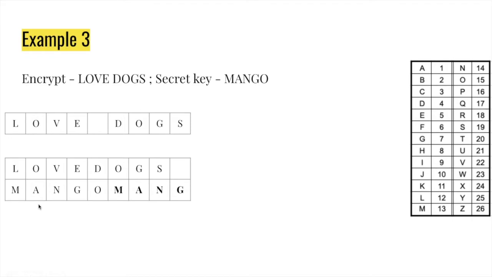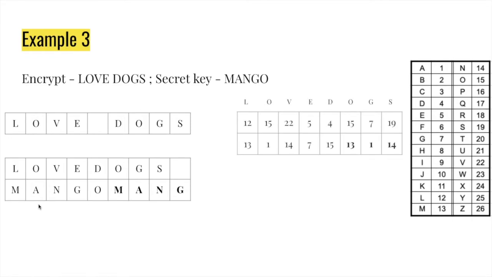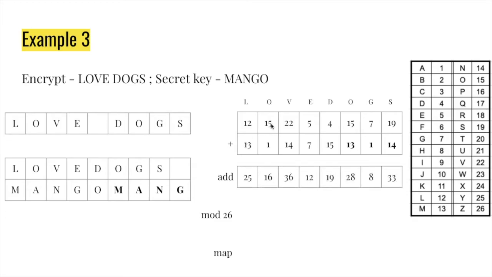Now let's do the calculation. Remember that for encryption, we first need to add the values and then take a modulus 26. So here I have brought the numerical equivalent values of all these letters here, and then let's do our calculations. First we do additions. So we have 12 plus 13 as 25, 15 plus 1 as 16, 22 plus 14 as 36, and so on for the rest of the values.